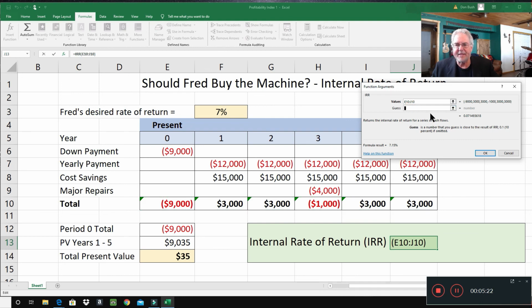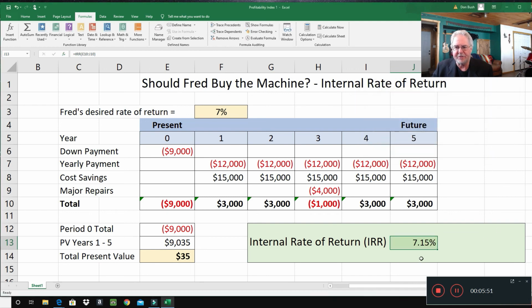Now, guess. The computer's saying, hey, help me out here. There's multiple answers to this internal rate of return, and mathematically speaking there are, although some of the answers can be very ridiculous. So what we usually do is just leave it blank. Where it says guess, just leave it blank, and the computer's going to say, I think the answer is going to be close to 10%. So that's all that's going on here. So let's press OK, and here's our answer.